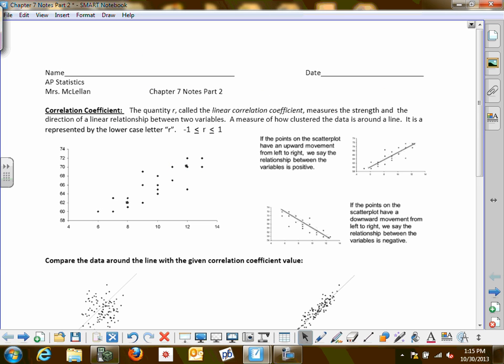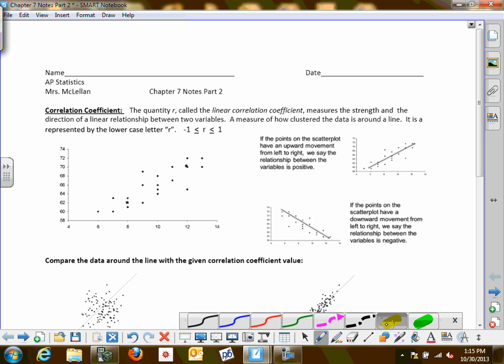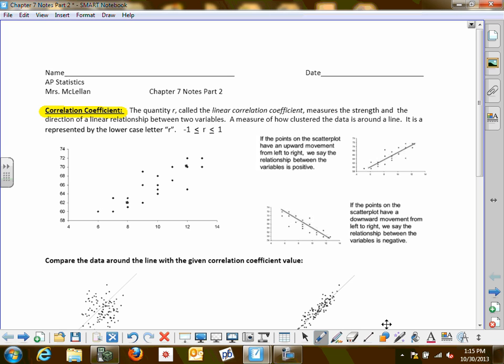First of which is this definition of our correlation coefficient. Okay, so this thing called correlation coefficient is represented by the little letter R. Now, I know if you're in physics, the little letter R is your resultant or something like that. Is that right? Okay. Well, not in stats, okay? So you guys are going to have to keep your physics letters and your statistics letters straight.